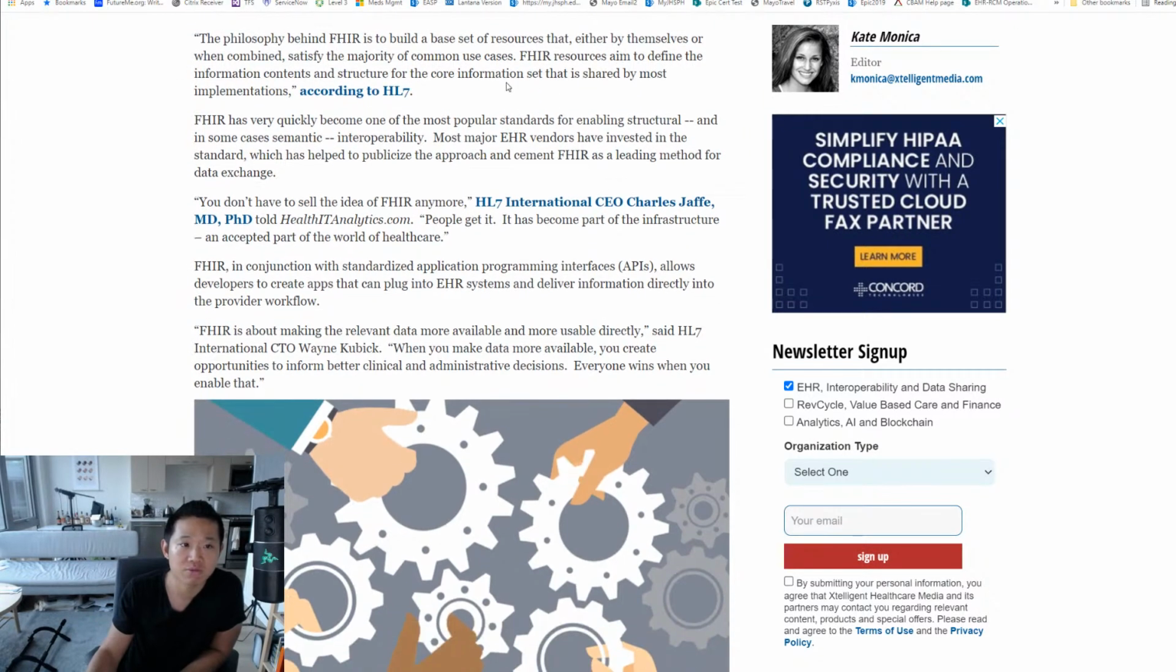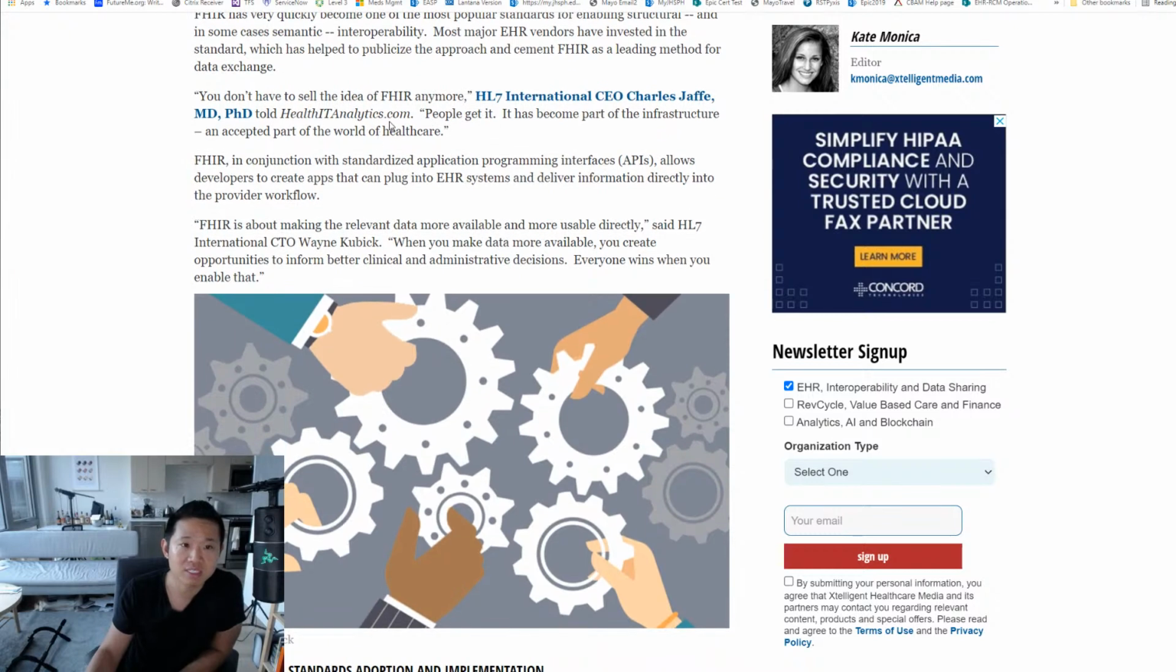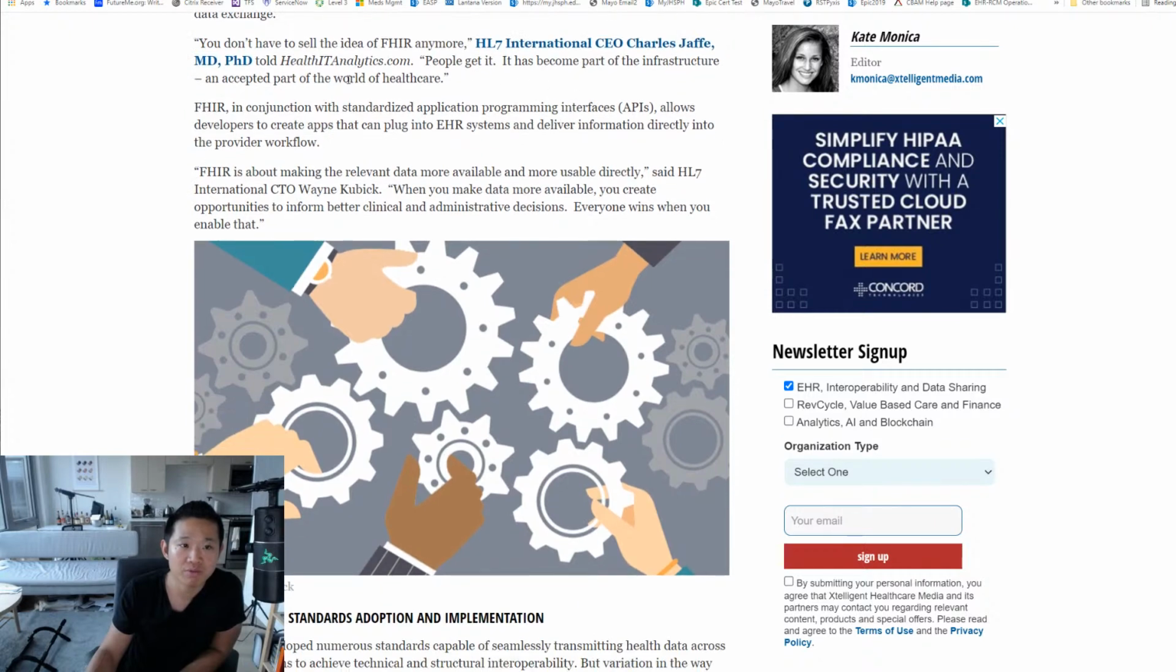FHIR resources aim to define the information contents and structure for the core information set that is shared by most implementations. FHIR has quickly become one of the most popular standards for enabling structural and, in some cases, semantic interoperability. Most major EHR vendors have invested in the standard, which has helped to publicize the approach and cement FHIR as a leading method for data exchange. You don't have to sell the idea of FHIR anymore. People get it. It has become part of the infrastructure and an accepted part of the world of healthcare.